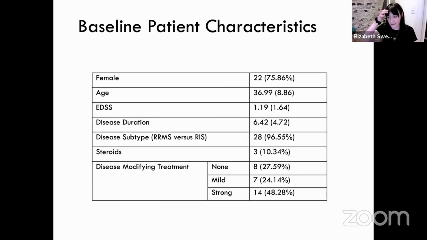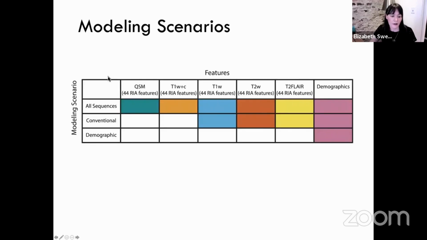We used kind of a straw man for this analysis, where we compared the performance of our model versus a model that just had demographic information. So this is a table of that demographic information. And so I'll go through 3 different modeling scenarios. One includes all sequences and demographic information. One just includes T1 weighted, T2 weighted, FLAIR, and demographic. And the last is just demographic.